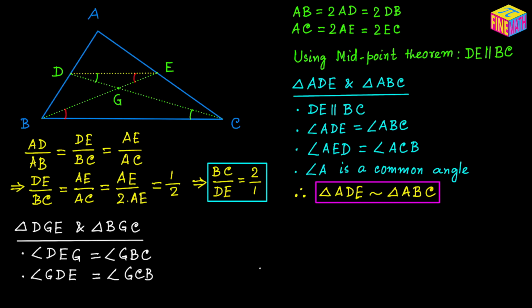And then angle DGE and angle BGC will also be equal because they are vertical angles. So now we see that between these two triangles the corresponding angles are actually equal.